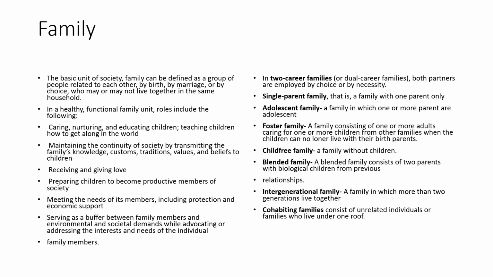There are two-career families. That means both partners are employed by choice or by necessity. That seems to be most of our families now: either two-career families or single parent, and they have to work, by choice is usually the caveat on that. Single parent families are families with one parent only. Adolescent families are families in which one or more parents is an adolescent. Foster families consist of one or more adults caring for children from other families when the children can no longer live with their birth parents.